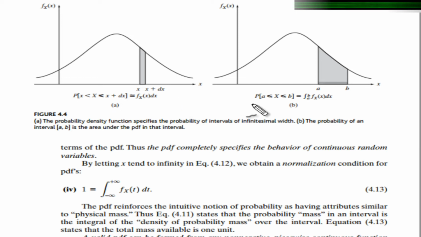This is the same concept. If you want to find out the probability between two values, in any range, so this is the range. You have to find the probability, which is this area. So how can you find it out? You have to subtract the function value at this point from the function value at this point, so you will get the answer.